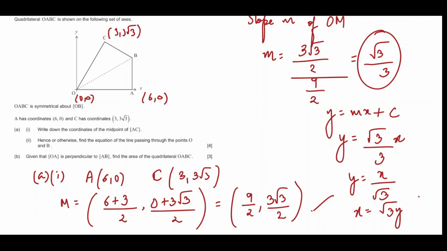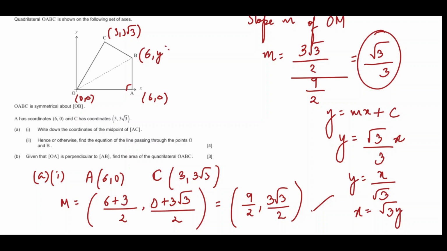Okay, so this is how we'll solve the second part. Now, let's go to the next part, which is part B. We are given that OA is perpendicular to AB. We have to find the area of the quadrilateral OABC. Now, OA is along the x-axis and AB is vertical. We have the coordinates of A. Since line AB is vertical, can we say the x coordinate of B and A will be the same? Yes, B will have the same x coordinate as A, which is 6.